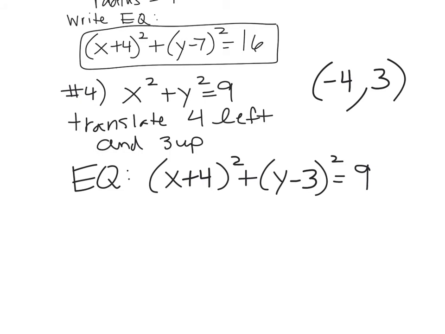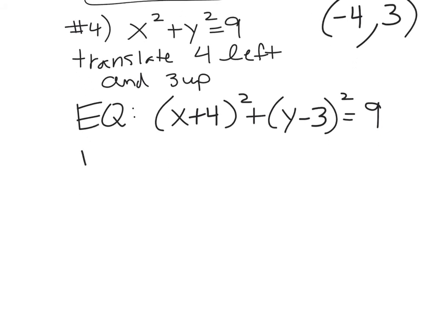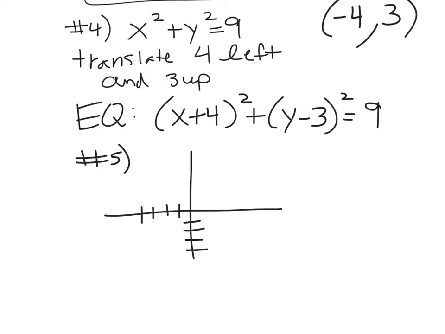All right, let's do this one now. Number 5. Suppose that I give you this circle. Draw the circle. 1, 2, 3, 4. 1, 2, 3, 4, 5. Plot a point right there. And then suppose that I give you this point. What is that? 1, 2.